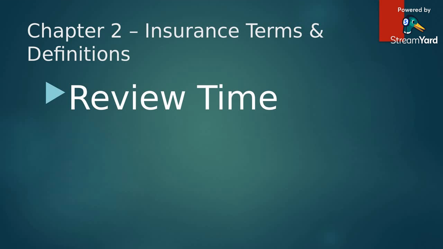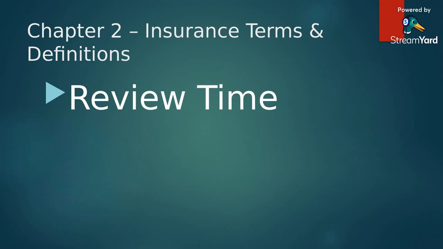Number 7, a dwelling is considered vacant after how many days without having a person or personal property in it? A, 30, B, 45, C, 60, or D, 90. In this case, it's just a memorization. Vacancy is occurring after 60 days with neither personal property nor people in the property.